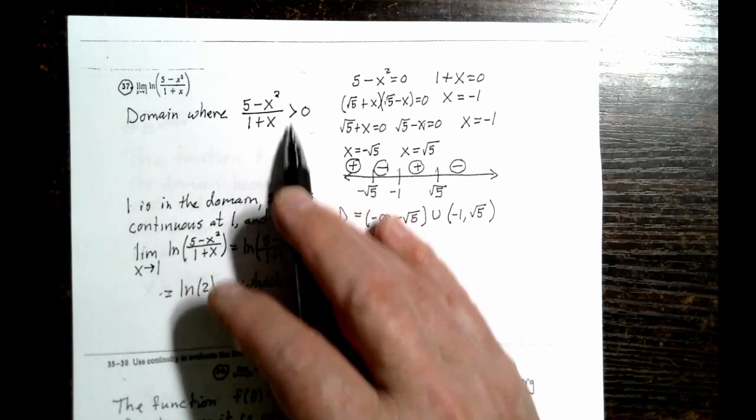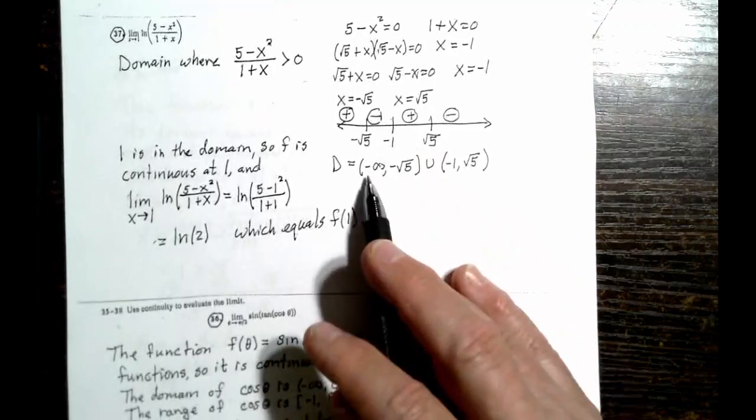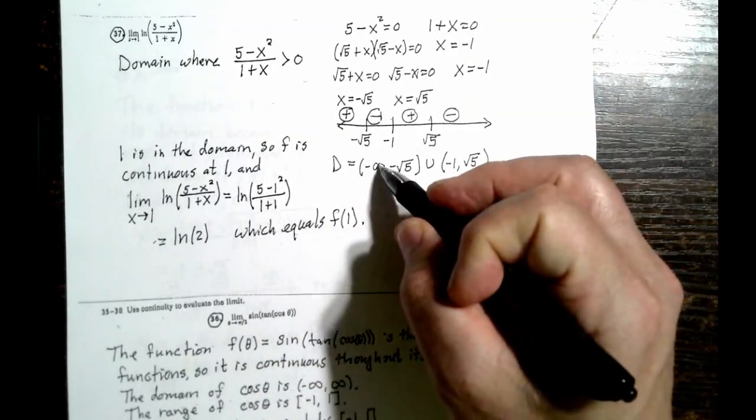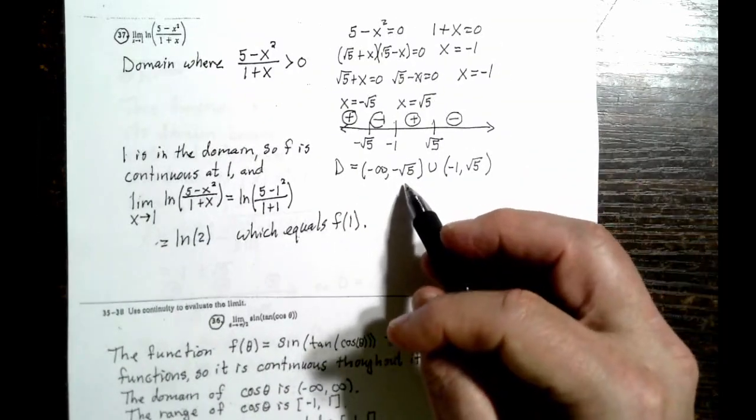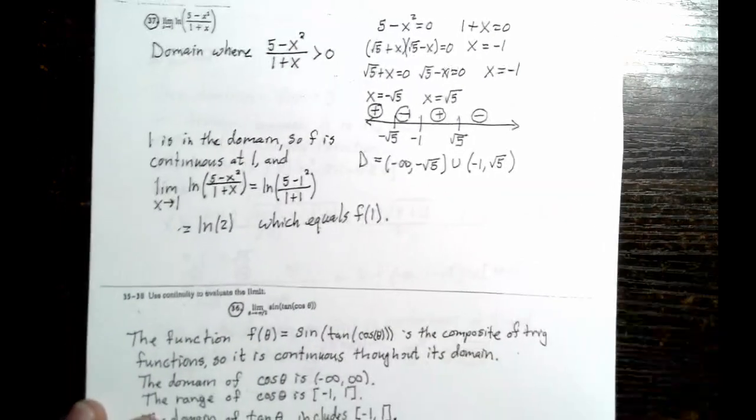Now we want greater than 0, so we're going to take this region here and that region there. So your domain is from minus infinity to minus root 5, and also from minus 1 to positive root 5.